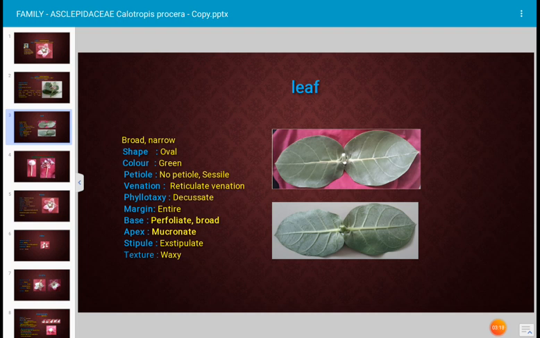And stipule is absent in Calotropis procera. What is stipule? It is a small leafy structure. When it occurs at the base of the leaf, that is called stipule, and that leaf is described as stipulate. But Calotropis procera is exstipulate. Stipule is absent in Calotropis procera. Next.